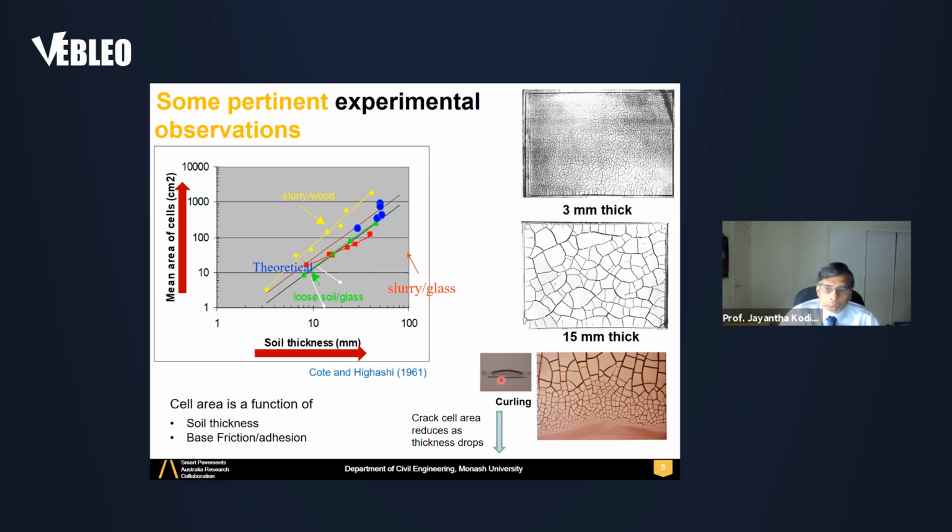Another observation is that if the soil is placed in a container without any frictional resistance at the base, like a greased container, it will just shrink without any cracks. Sometimes it can undergo curling like that, which is due to non-uniform shrinkage. And this picture here shows graphically how the crack size decreases as thickness reduces.